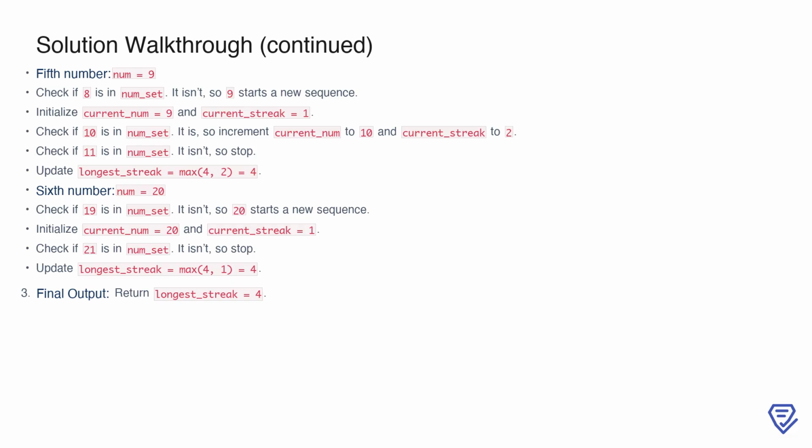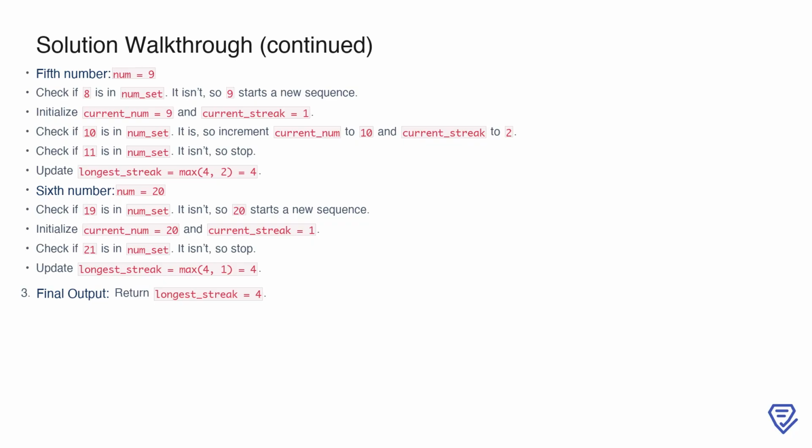Since 8 is not in the set, 9 starts a new sequence. We initialize current_number to 9 and current_streak to 1. We then find that 10 is in the set, so we increment both variables. However, 11 is not in the set, so the sequence ends, and we update longest_streak to the maximum of 4 and 2, which is still 4.